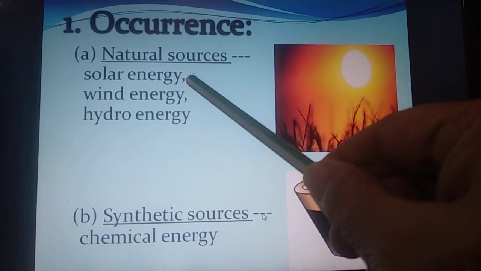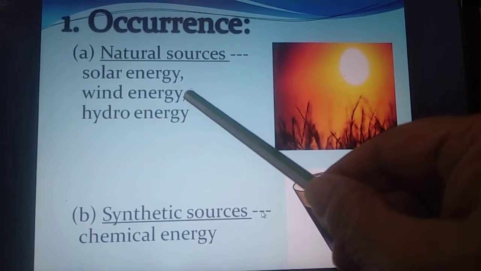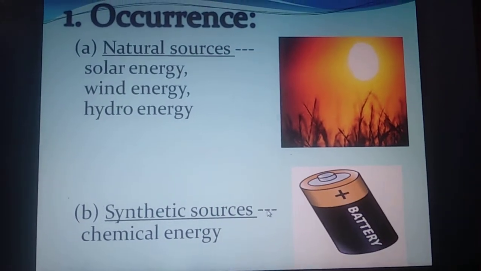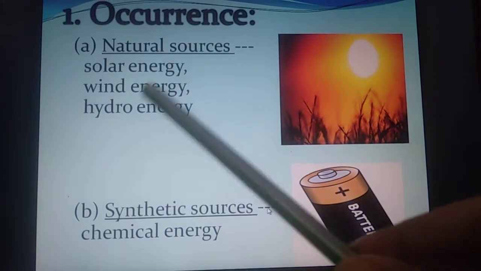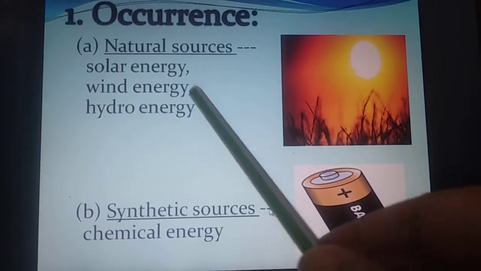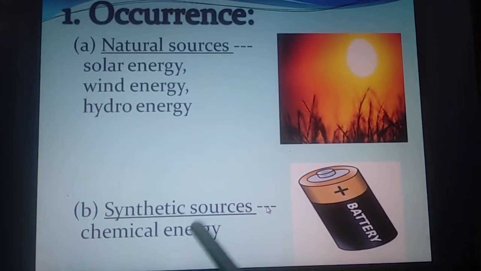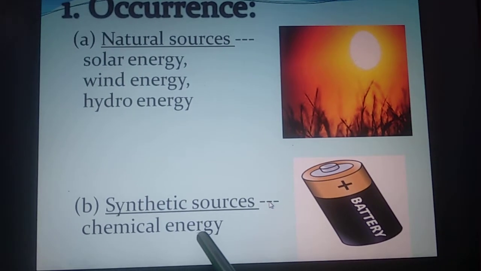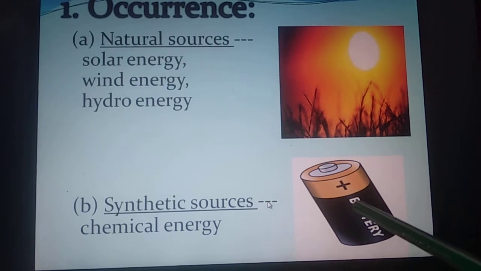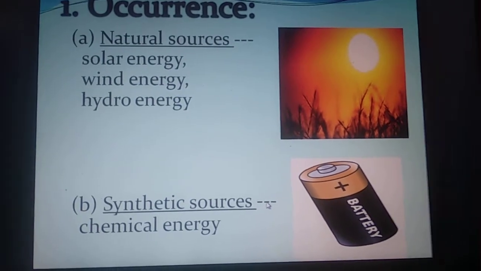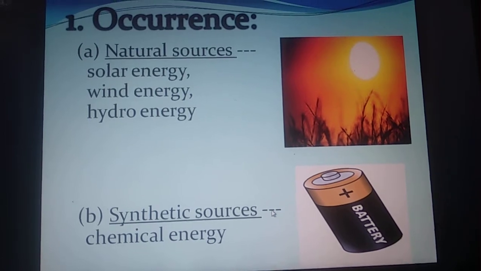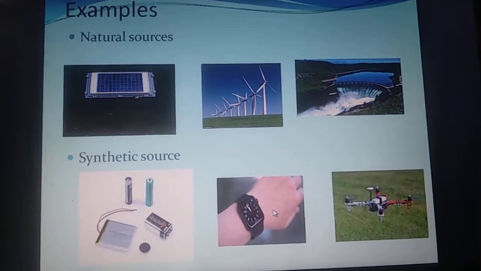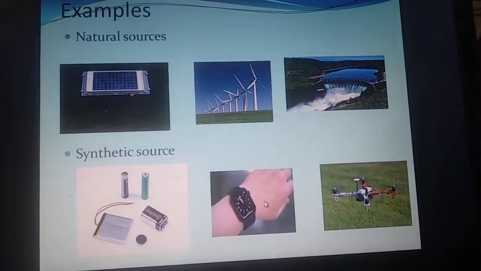Solar energy is energy from the sun. Wind energy is the energy from the blowing wind, and hydro energy is the energy from flowing water. Hydro means water. So it is the energy that we obtain from water. Then we have synthetic sources. Synthetic sources are the chemical energy, and the chemical energy that is stored in the batteries. You know, in the battery, there are chemical reactions taking place inside, and those reactions give us energy. Now, I am showing some examples of these sources here.